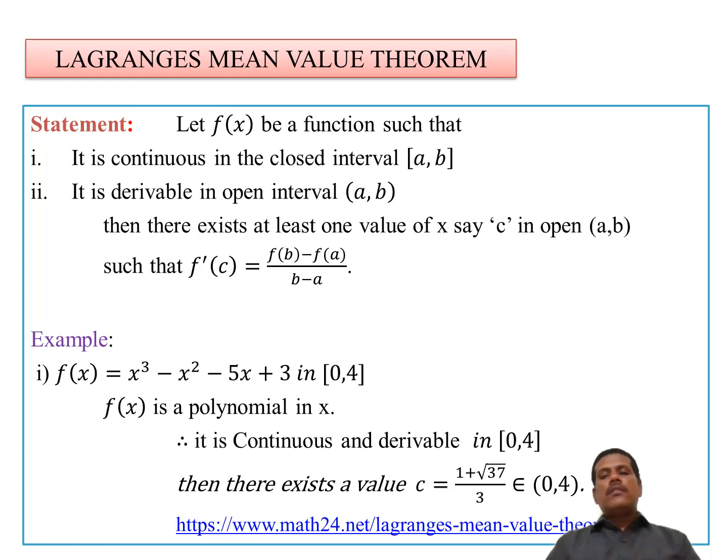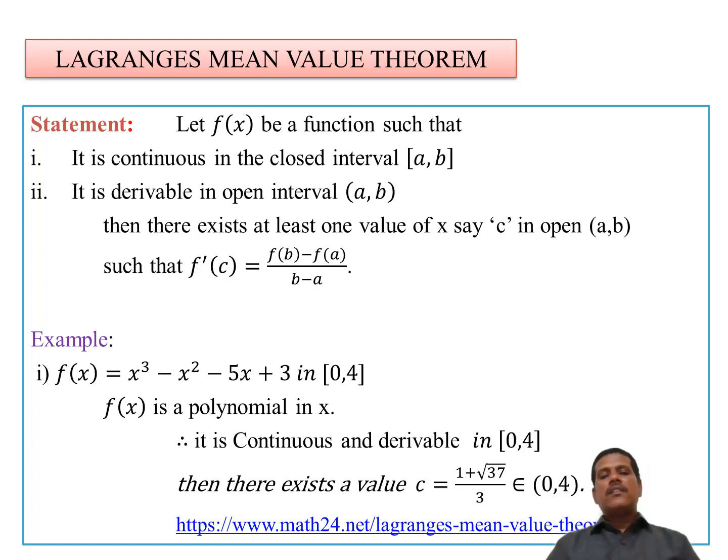For example, take x cubed minus x square minus 5x plus 3 in the interval 0 comma 4. Here the given function is a polynomial in x. Every polynomial is a differentiable function. It implies every differentiable function is a continuous function. So every differentiable function is continuous, but the converse may not be true. So a continuous function may not be a differentiable function.